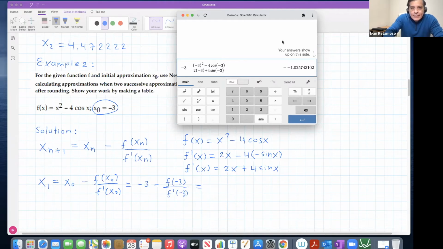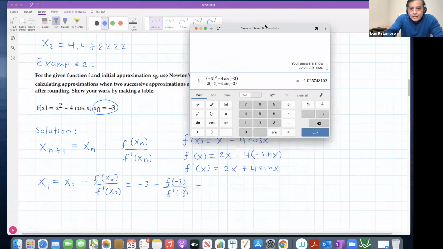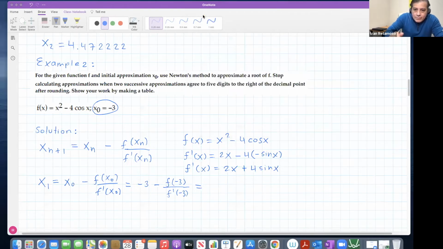They are asking you to round your work to how many decimal places? 5 digits. So we're gonna do a rounding to 5 decimal places, 1, 2, 3, 4, 5, up to there. This is what I'm gonna write down here. I'm gonna put this down for a moment, not close it, and I will tell you why. I'm gonna write here my result, minus 1.02574, that's what we got when we round this to 5 decimal places.